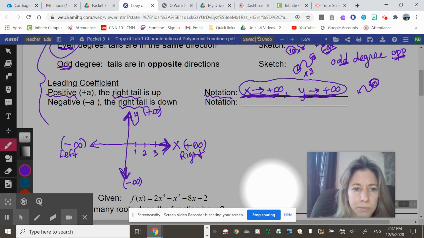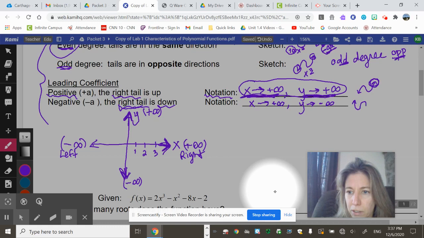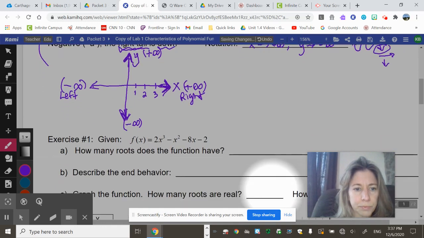We can also write the right tail is down, okay? So we're still going to the right, so as x approaches positive infinity on the right, in this case, the y value would be approaching negative infinity, it's going down. So the graph for this one might look something like this. On the right side, the y value is going down.